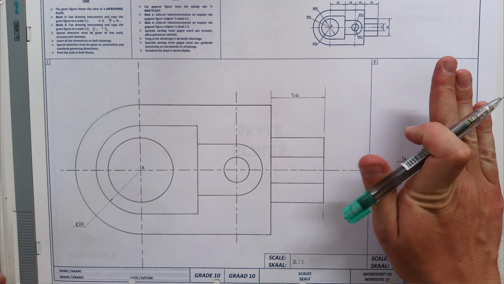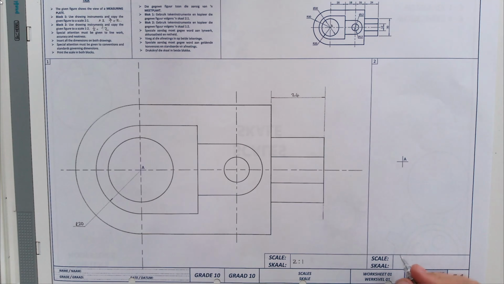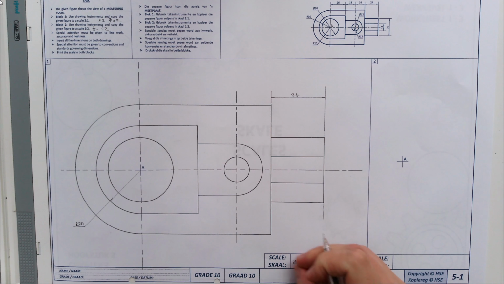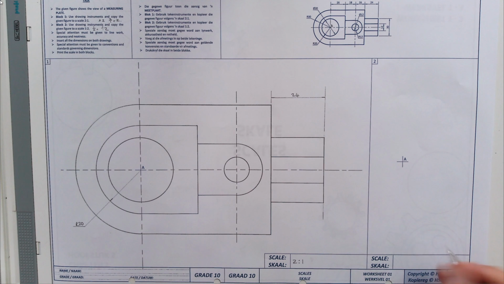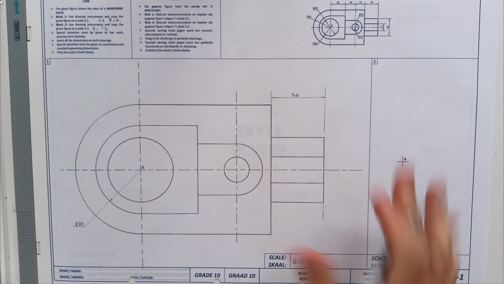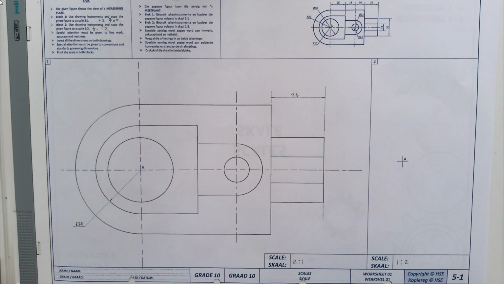Okay, now let's look at the scale of 1 to 2. I'm going to write it in here. We want to try and keep this within 5 millimeters. We don't want to write it big. Okay, titles, we keep it to 5 millimeters. So 1 to 2. This we're going to divide everything by 2.